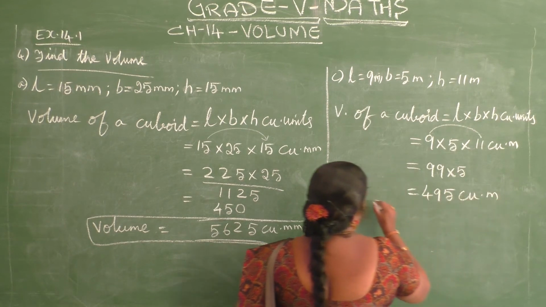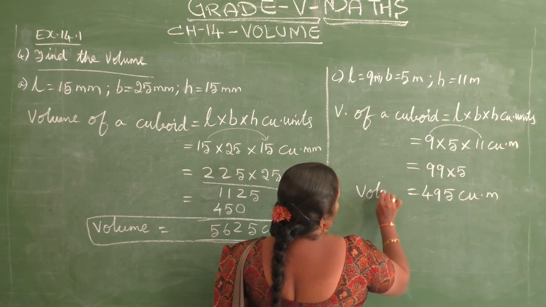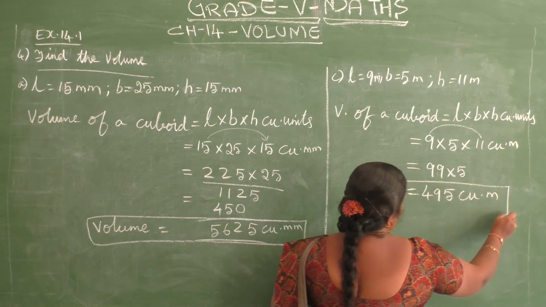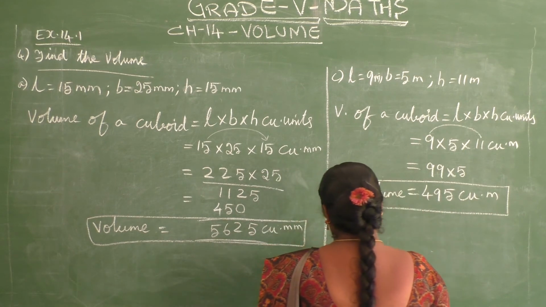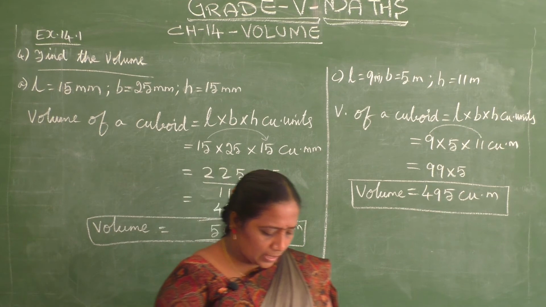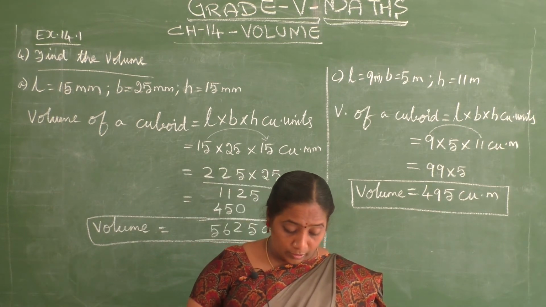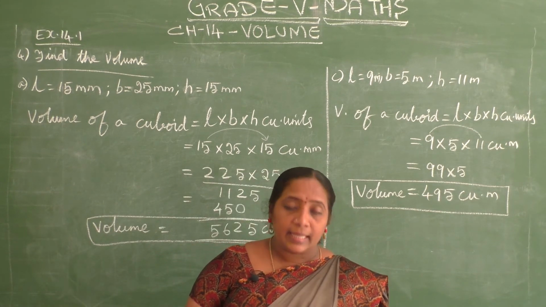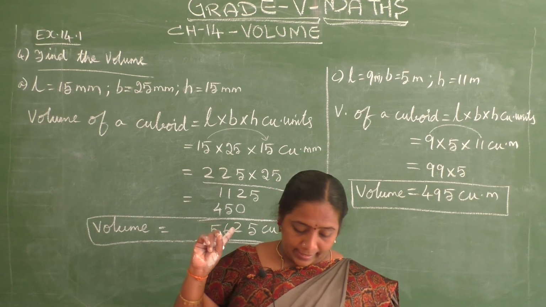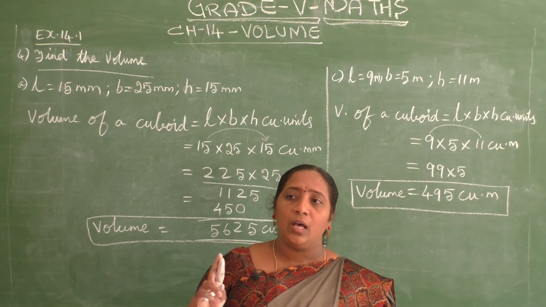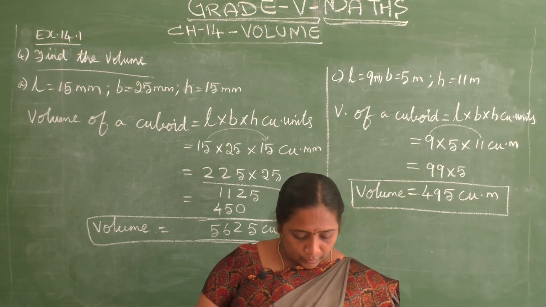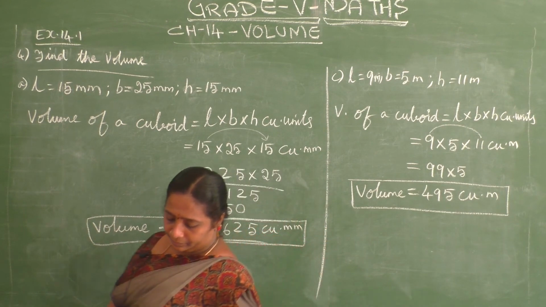Cubic meter. It's a volume. This is the volume of the cuboid, 495 cubic meter. Okay. See, in the fourth Roman, they gave A, B, C, 3 sums. I worked out here A1 and C1. B1 is your homework. You can do it yourself. Then we go to the fifth Roman.